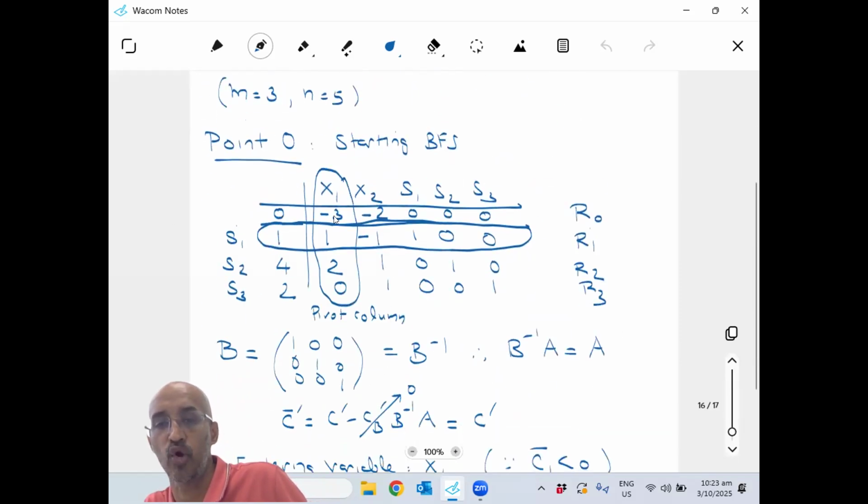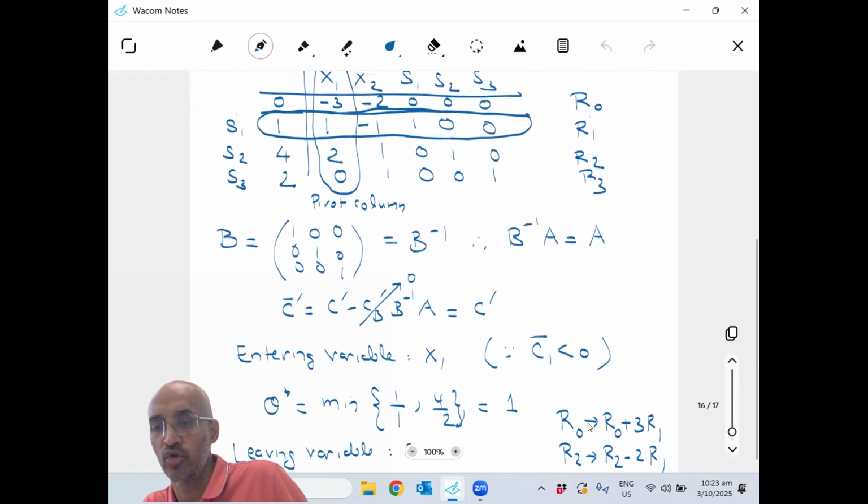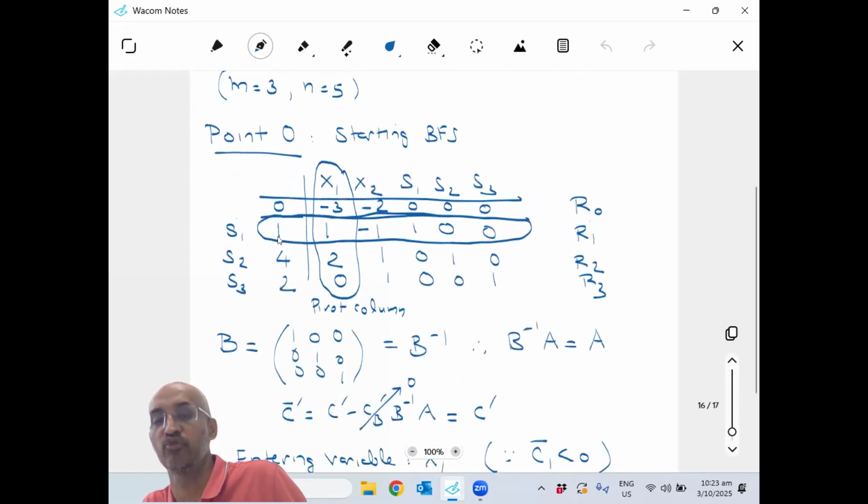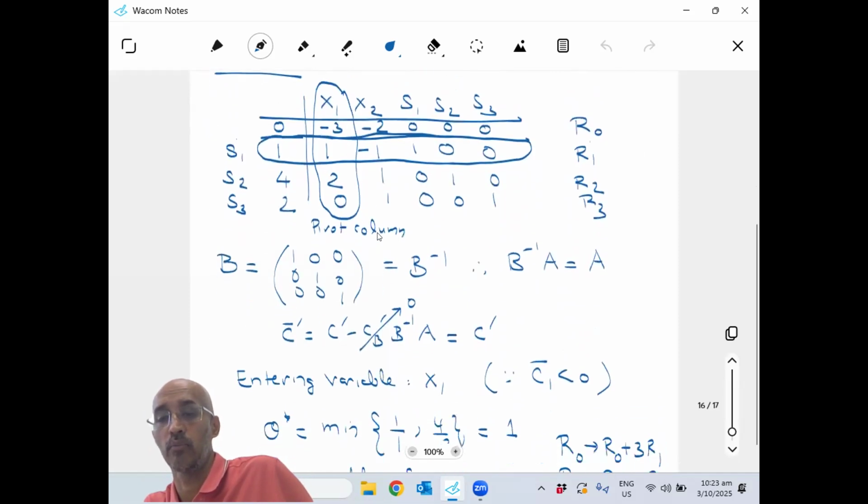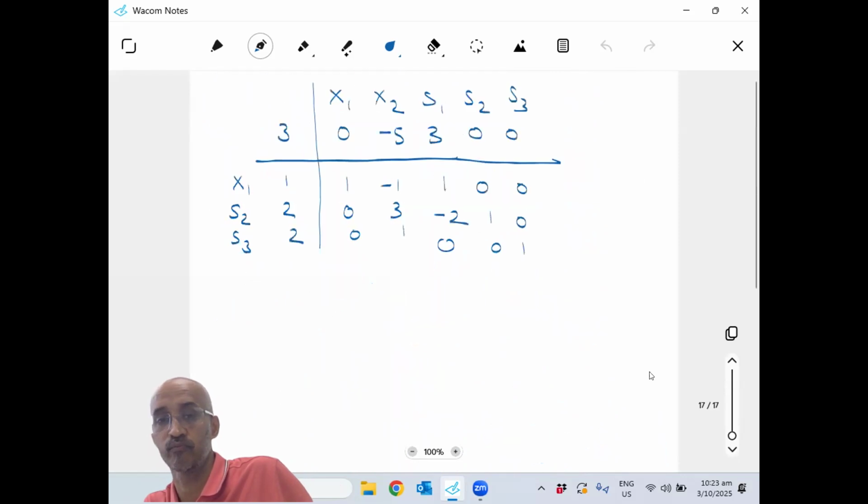So for example, this will become what? Let's just take the top row, row 0 plus 3, row 1. So this will become 0 plus 3. That will become a 3. This will become 0, minus 2, plus 3. So minus 5 and so on.